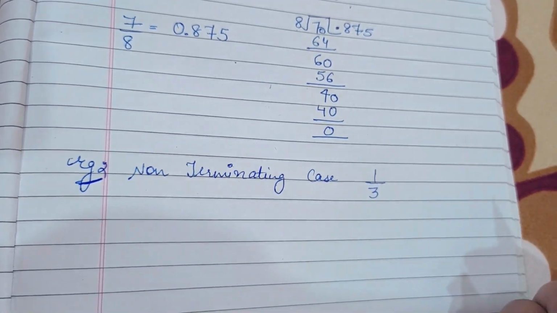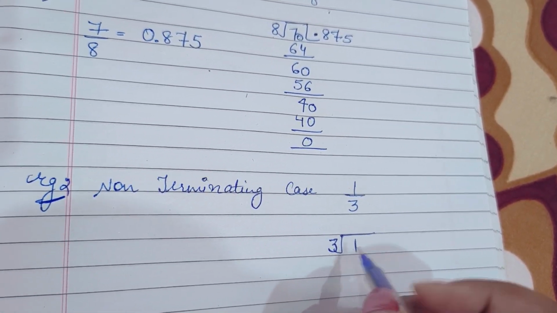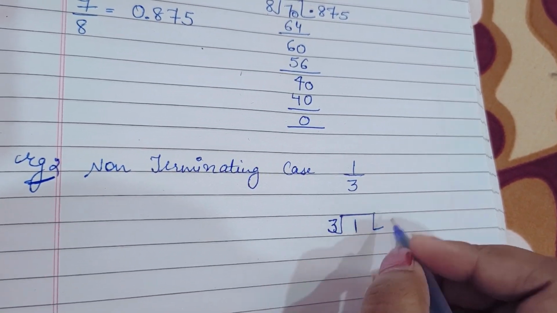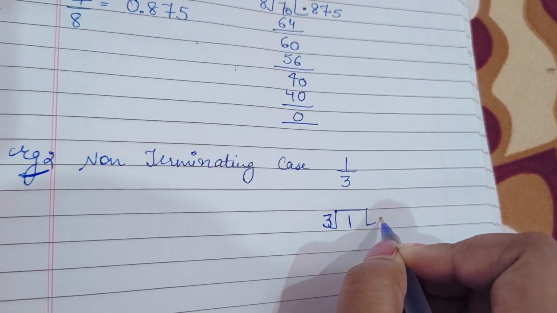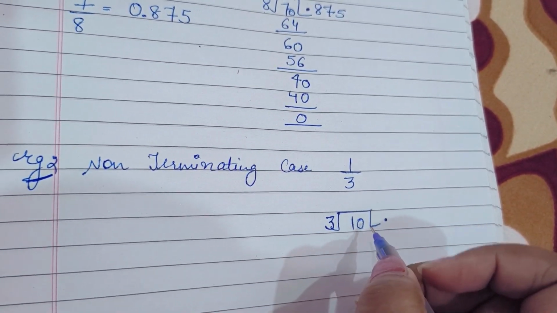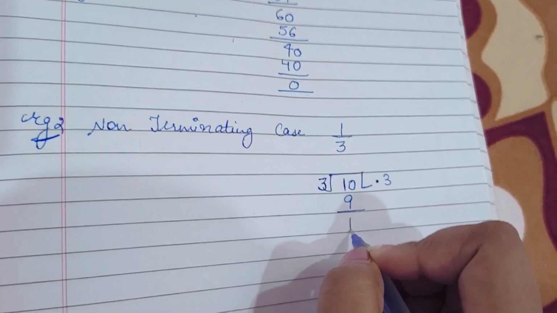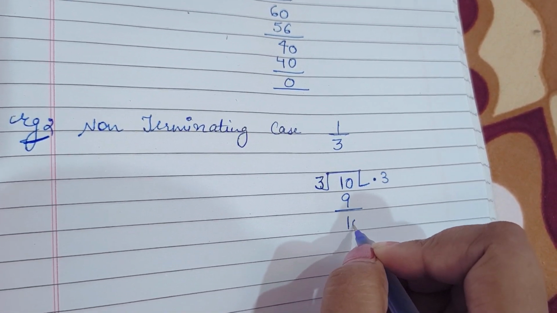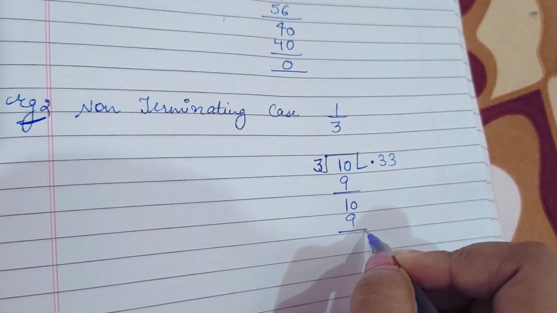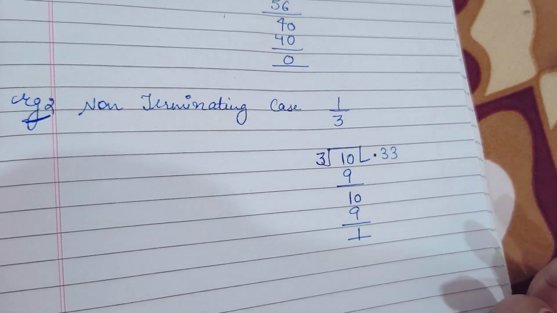Example is 1 by 3. As 1 is the dividend and 3 is the divisor, 1 is less than 3, so put a decimal point and add 0 to 1, making it 10. Then 3 into 3 is 9. Remainder is 1. Then add 0 to make it 10. Then 3 into 3 is 9. Then remainder is again 1. This will go on forever.